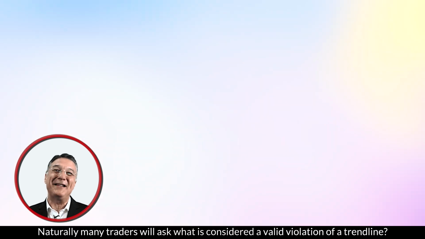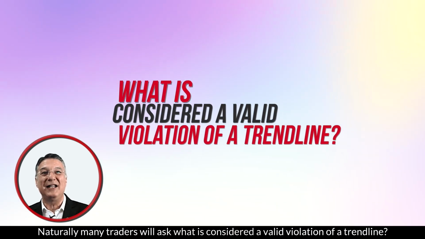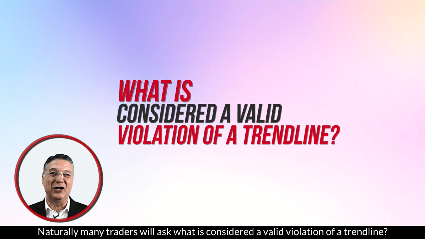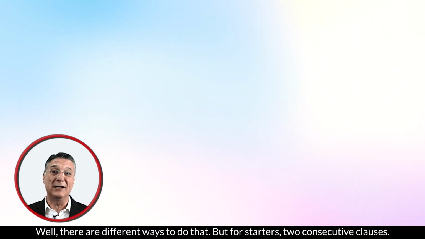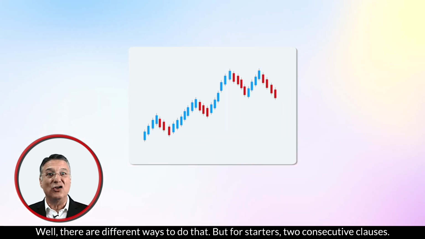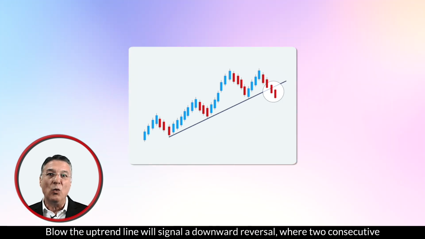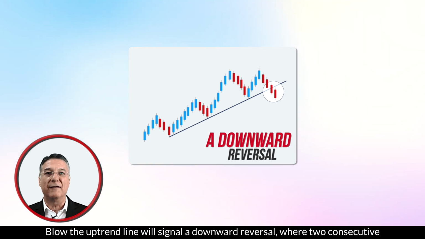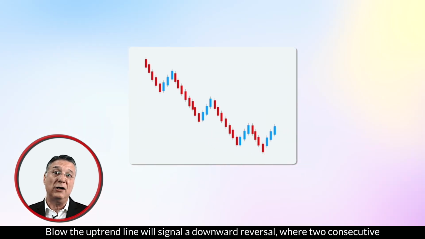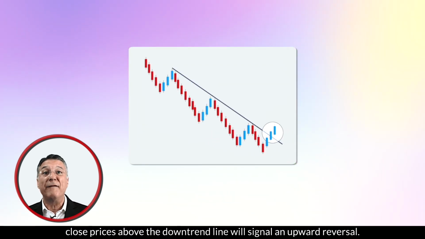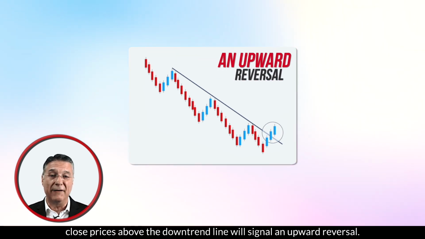Naturally, many traders will ask, what is considered a valid violation of a trend line? Well, there are different ways to do that, but for starters, two consecutive closes below the uptrend line will signal a downward reversal, whereas two consecutive close prices above the downtrend line will signal an upward reversal.